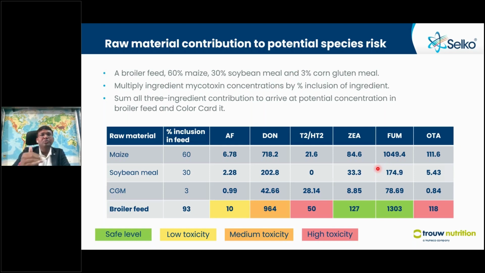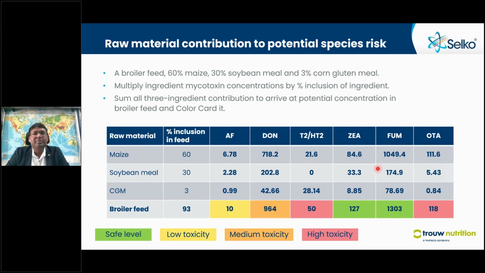Then you need to calculate the contribution of mycotoxins from these raw materials. If you have the analysis done, for example, you multiply the aflatoxin value of corn by 0.6 because it's 60% of the diet. In the same way, you multiply by 0.3 for soybean because it's 30%, and corn gluten meal by 0.03 because it's 3%, right? When you do that, you get a broiler feed number at the bottom, assuming that there are only 3 plant-based ingredients in the diet. Then you see the numbers.